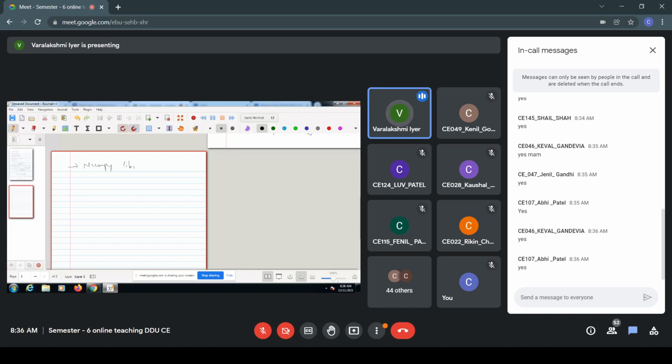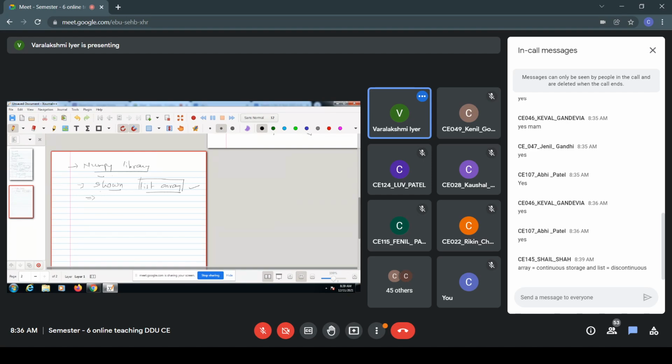For example, in the file, first you are shown some difference between list and array, right? So everybody knows the difference between list and array, right? And anyone wants to give an insight? Hello. Okay, yes. Anyone else?